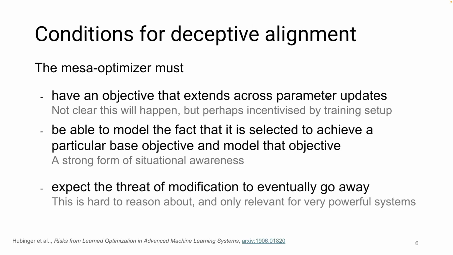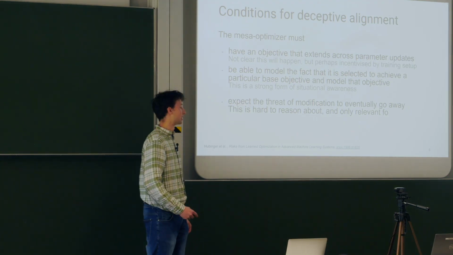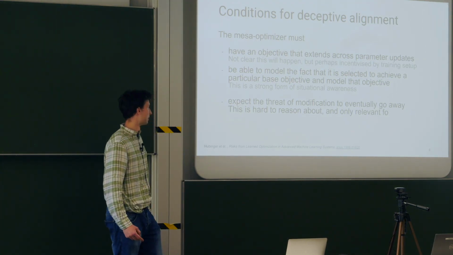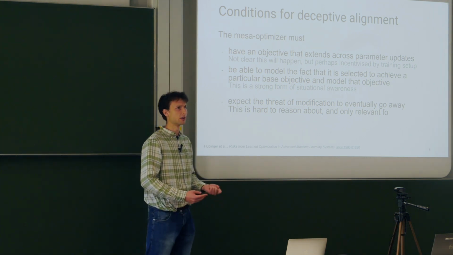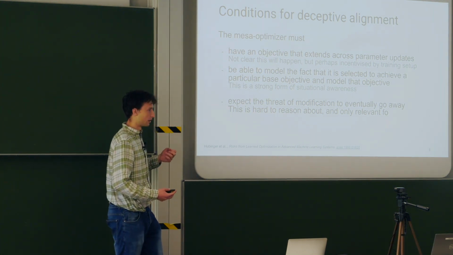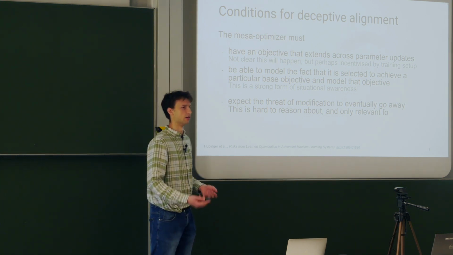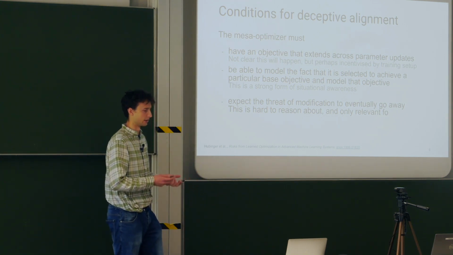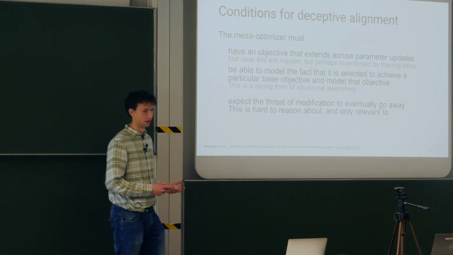The other thing that must happen is that the models must expect the threat of modification to eventually go away. And this seems very hard to reason about. It's not necessarily the case that the threat of modification will actually go away. The model just needs to believe that the threat of modification will go away. So that makes it very hard to reason about.